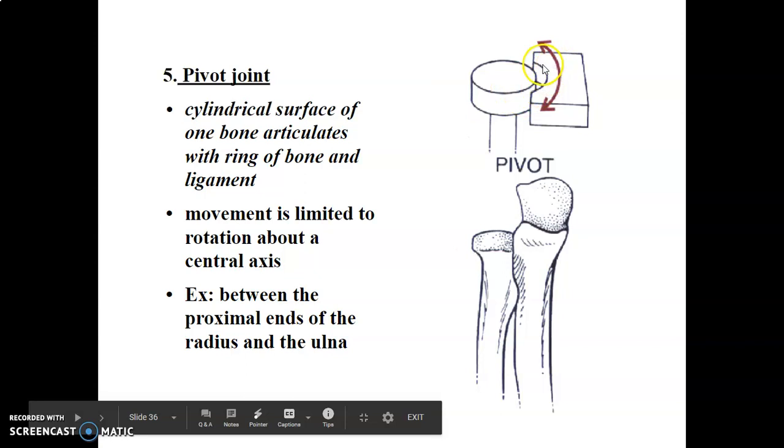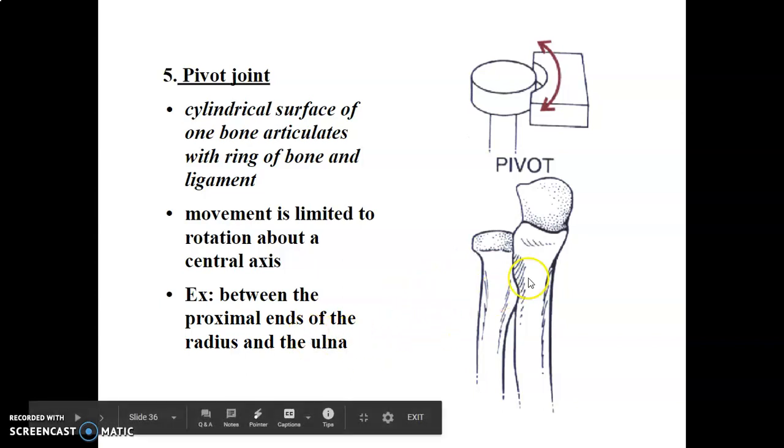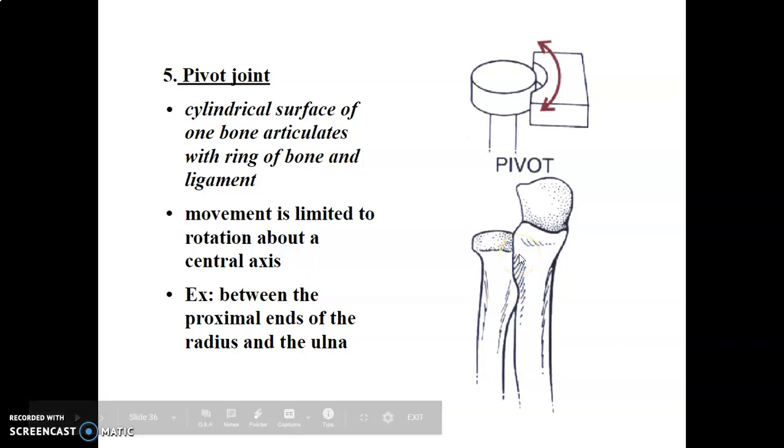It's where this cylindrical surface of the bone articulates with the ring of the bone and ligament. Think about the proximal, or closer to your shoulder, ends of your radius and ulna, the lower arm. Think about you standing in anatomical position, okay? How your hand and palm is facing forward.